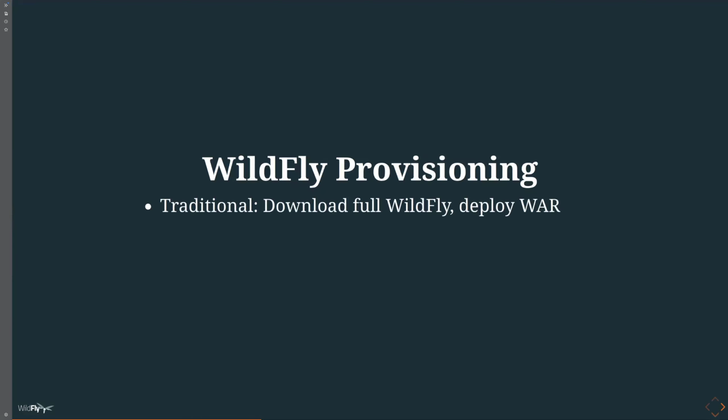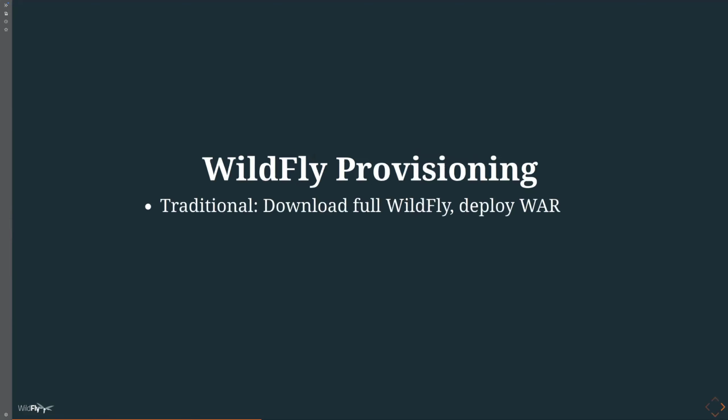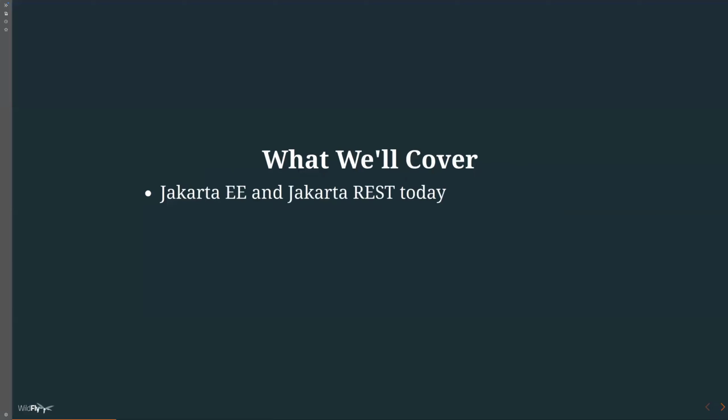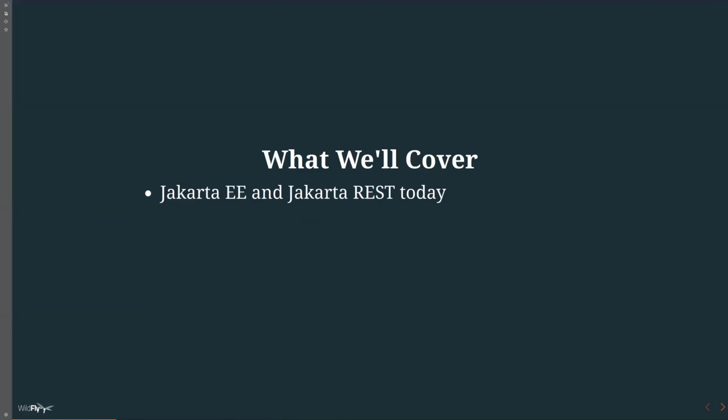So provisioning in Wildfly, traditionally you'd have to download the zip or a tar, unzip it onto your server and deploy a WAR to it or an EAR or whatever enterprise deployment you want to deploy. And that's usually around 400 megabytes that you're downloading and then unzipping. But the new way is with provisioning. You basically build exactly what you want. So the hope is that you end up with a much smaller footprint, and it hopefully starts faster that way as well. And it makes it a little bit more container friendly for deployment, so you don't have these huge containers taking up space for no real reason.